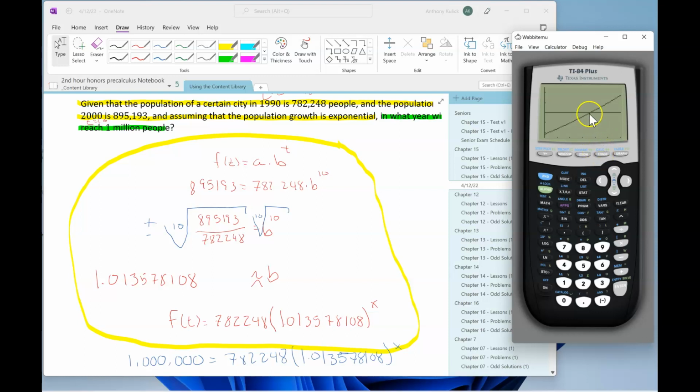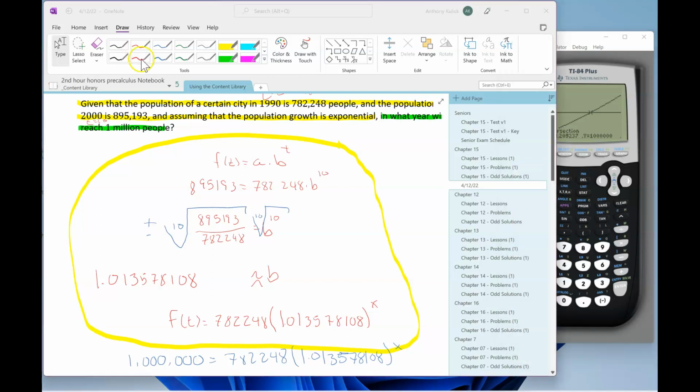How do I find the intersection on my calculator? I press second and trace, choose the intersect command. And since there's only two curves that I've plotted and they only intersect one time, I can just press enter 3 times. And there's my answer, about 18.2 years.